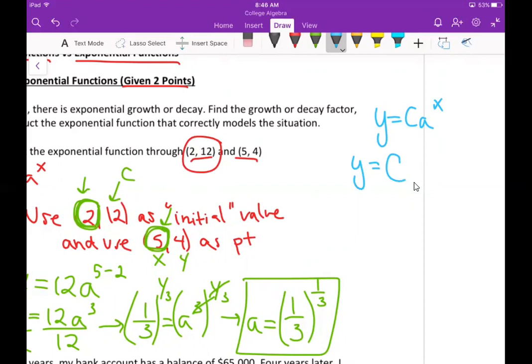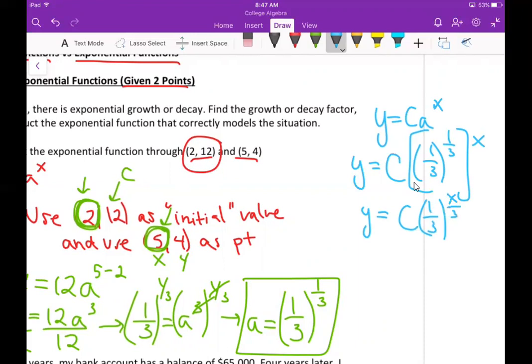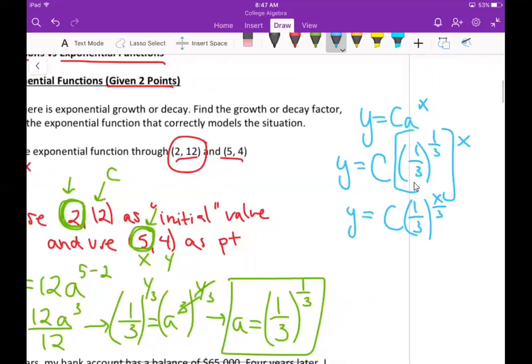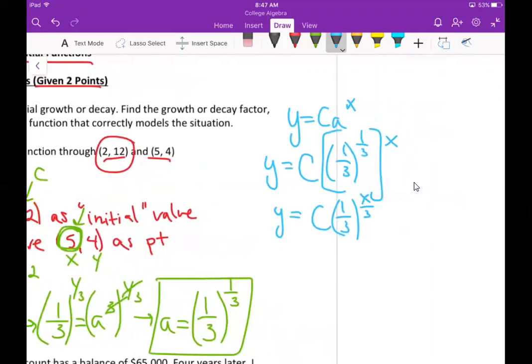So now we're going to find c, and we see here that a is 1/3 to the 1/3 power, and then a is taken to the x. So we can simplify this. Our power to power rule says we can take 1/3 times x. So right now our function looks like y equals c times 1/3 to the x/3 power. Now we're going to use this function to do step 2 to find the actual c value.